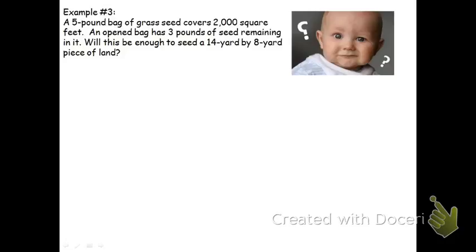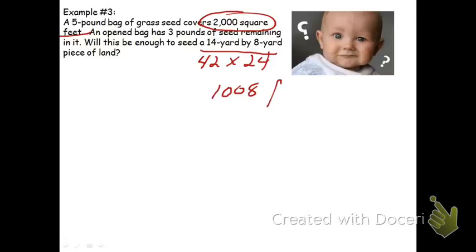Well, the first thing you should notice here is this is in square feet, and here we're given the dimensions in yards. So the first thing we need to do is rewrite this 14 yards by 8 yards in feet. Well, I know there's 3 feet in a yard. So 14 yards is going to be 42 feet, and 8 yards, 8 times 3 is 24. So I've got 42 by 24 feet. So multiplying these together, I end up with 1,008 square feet.